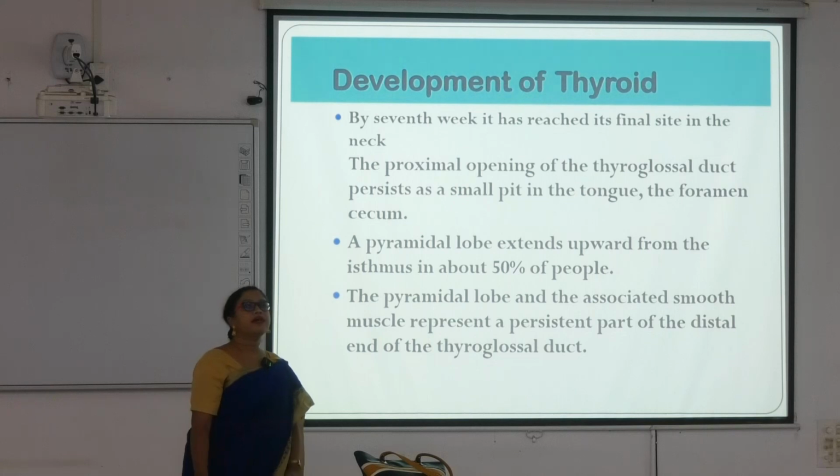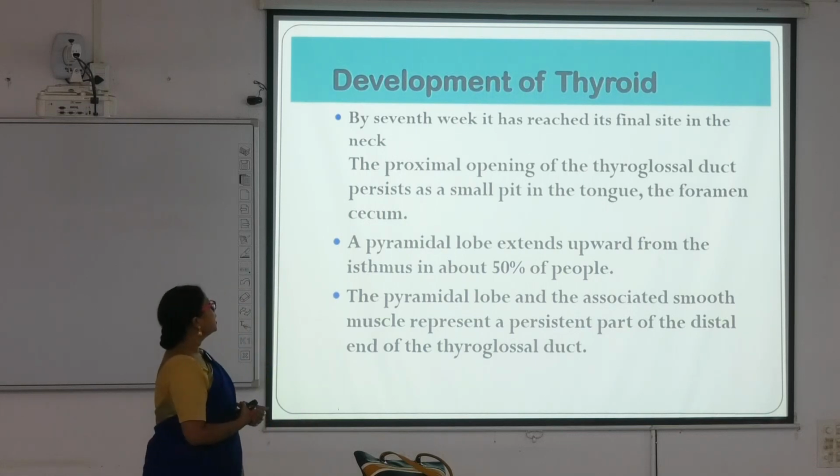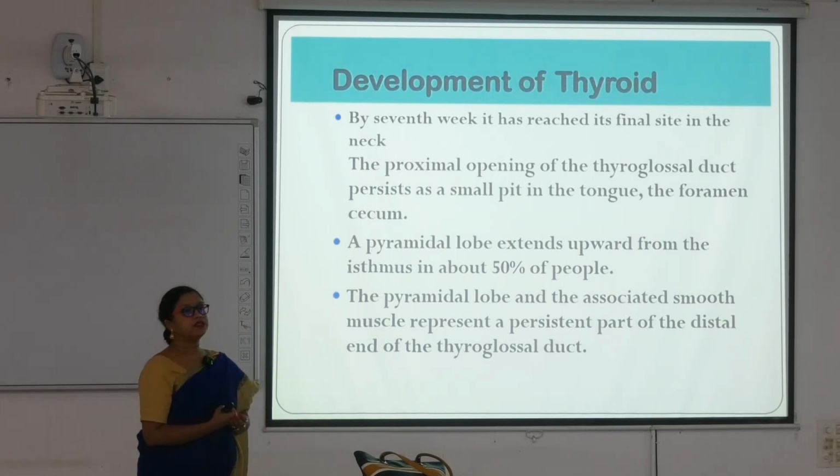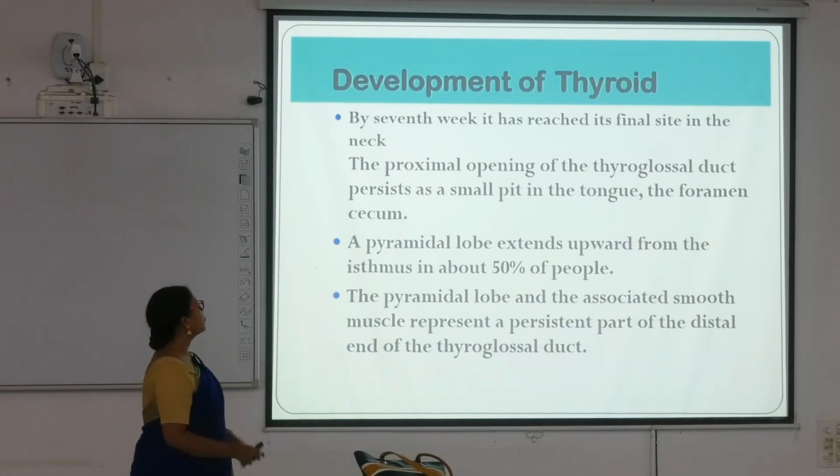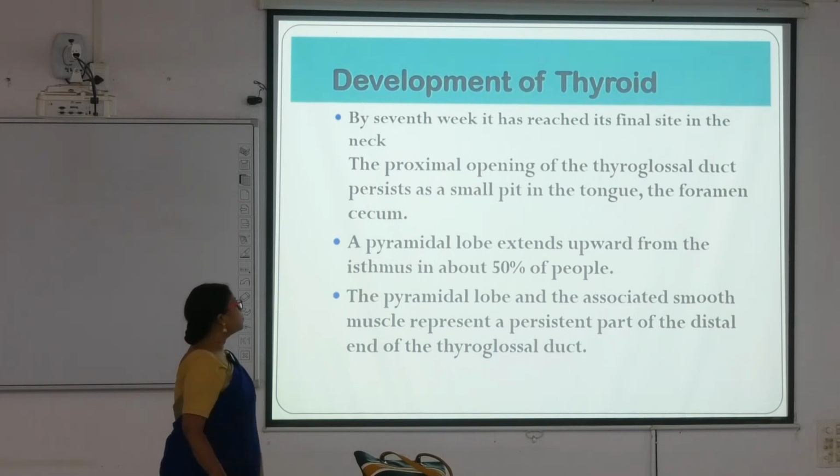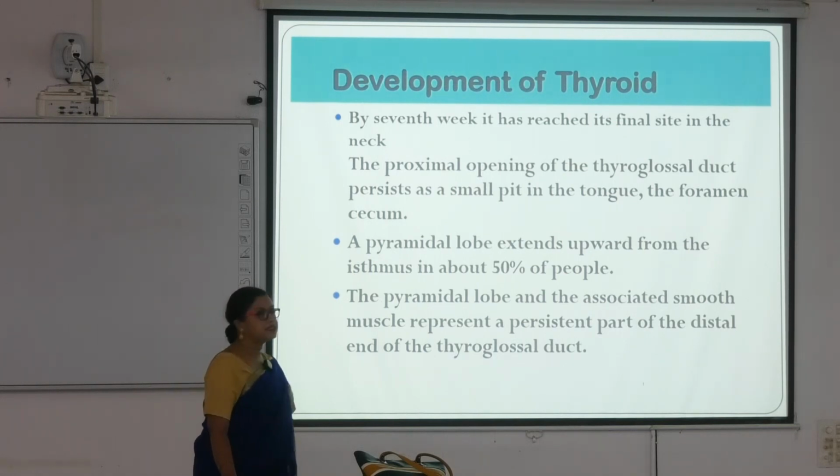Now, by the age of the 7th week, what is happening? By the 7th week, it reached its final site. The thyroid gradually goes to its final site. The proximal opening of the thyroglossal duct persists.